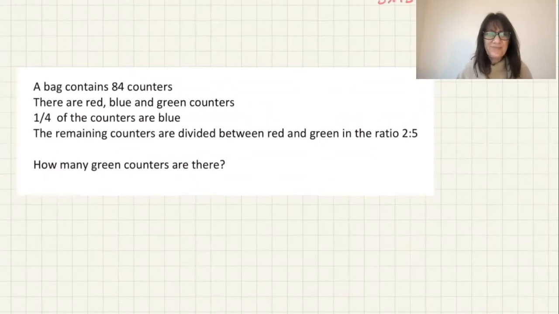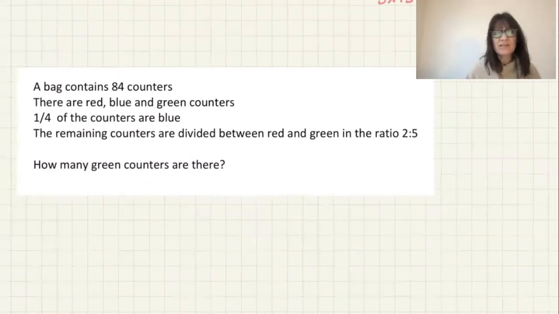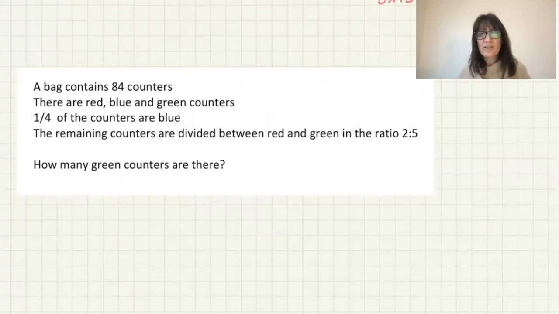All right. A bag contains 84 counters. There are red, blue, and green counters. A quarter of the counters are blue. The remaining counters are divided between red and green in the ratio 2 to 5. How many green counters are there? So again, a very similar question. This one doesn't actually have a percentage in it, but it's got everything else. So we've seen this all before. It's just pulling it together with this story and these numbers. So hit pause and press play when you are ready.